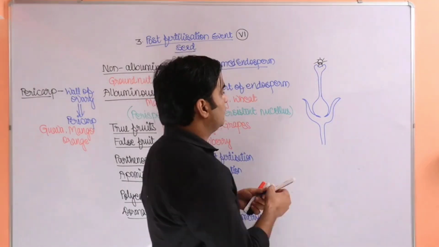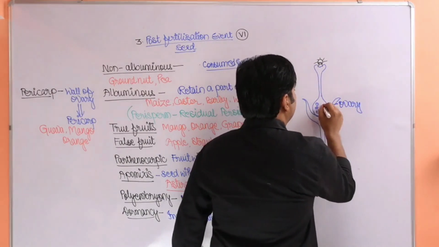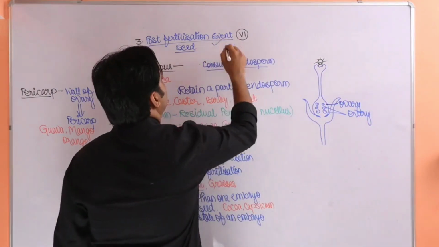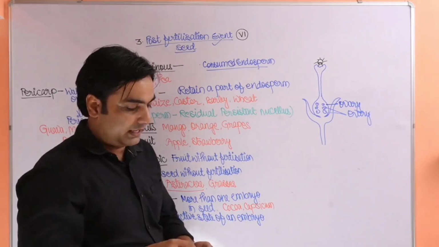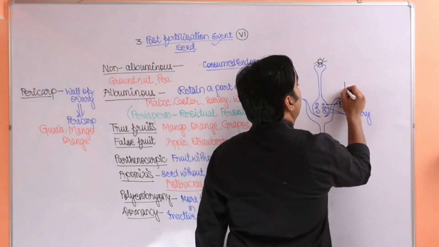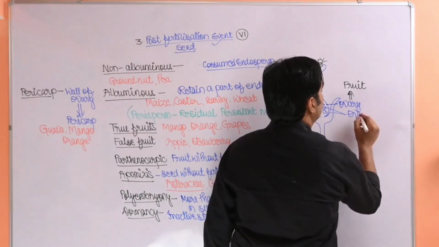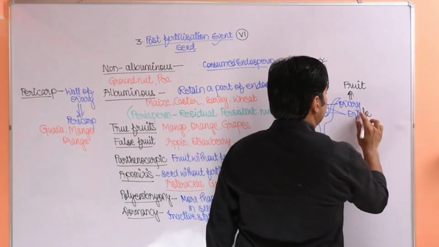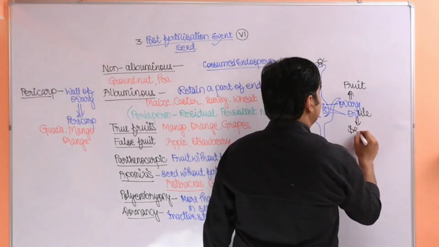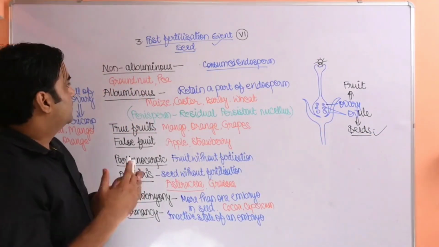And finally, what will happen? This is an ovary, and inside it the ovules are arranged. I have already told you the changes during the post-fertilization event. This ovary develops into a fruit, and the ovule will develop into seeds, and the seeds we have to study today.